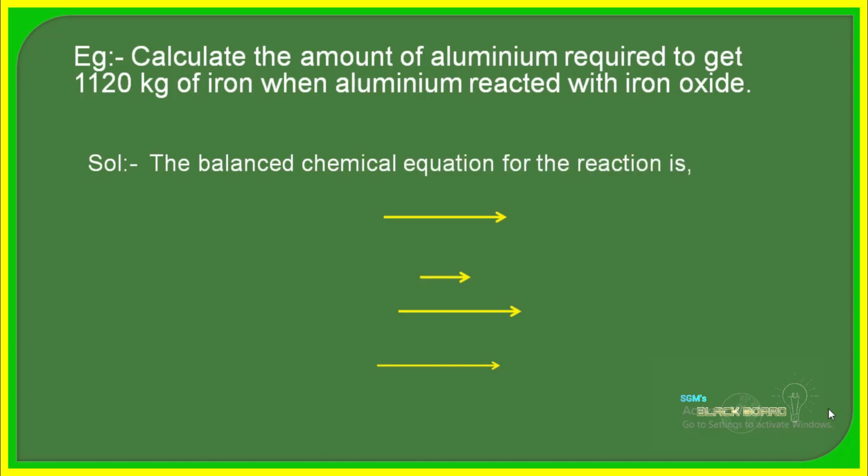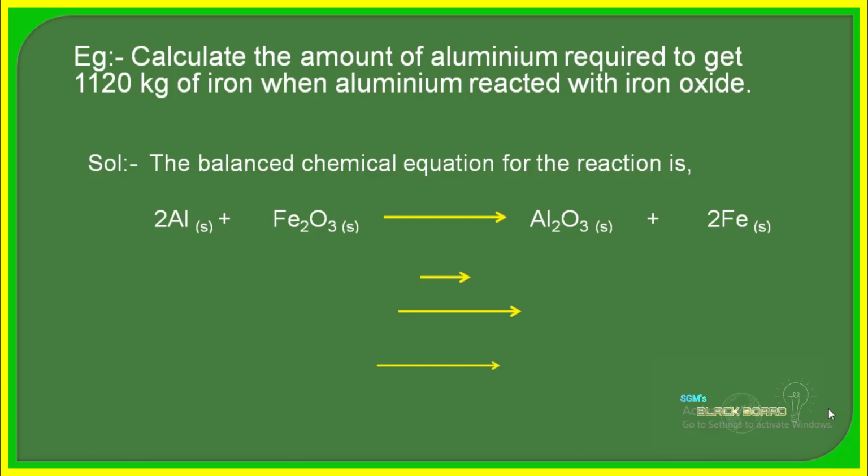So here, in an example, calculate the amount of aluminum required to get 1120 kg of iron when aluminum reacts with iron oxide. How much aluminum do we need to use to get 1120 kg of iron? For that, first we need to write the balanced chemical equation for the above reaction. We can write it like this: 2Al plus Fe2O3 gives Al2O3 plus 2Fe.